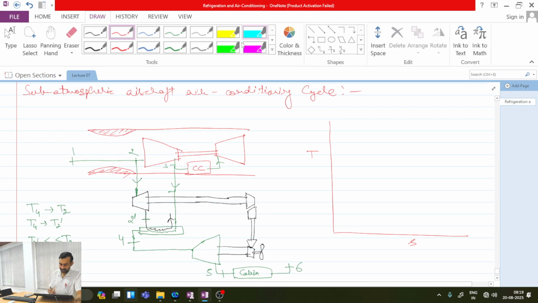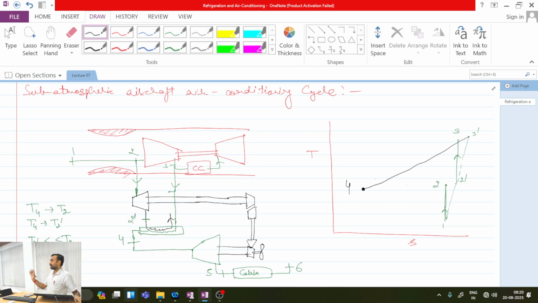While drawing the sub-atmospheric cycle, we need to take care of one point. This is 1 to 2. Then 2 dash, then 2 dash 2, 3 is ideal, and 2 dash 2, 3 dash is actual. Now, whenever the cooling will take place from 3 dash, this cooling will take place in such a way that the temperature of point 4 is lesser than temperature of point 2. Clear? All are clear with this point?